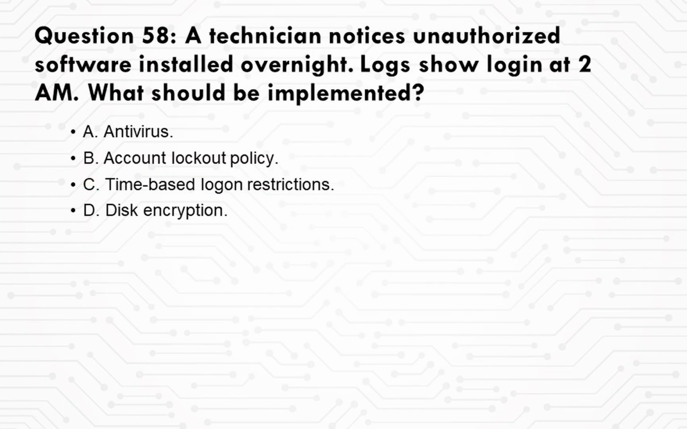Question 58. A technician notices unauthorized software installed overnight. Logs show a login at 2 a.m. What should be implemented? A. Antivirus. B. Account lockout policy. C. Time-based logon restrictions. D. Disk encryption. Answer: C. Time-based logon restrictions prevent logins outside allowed hours.